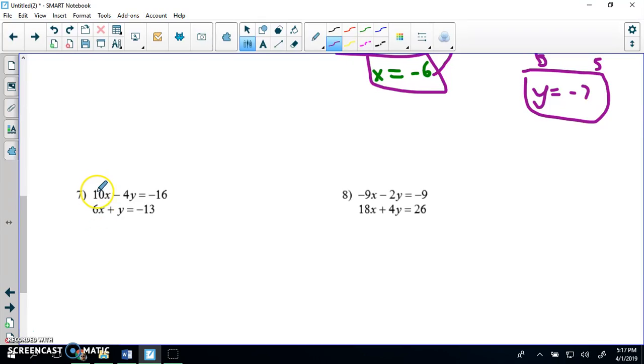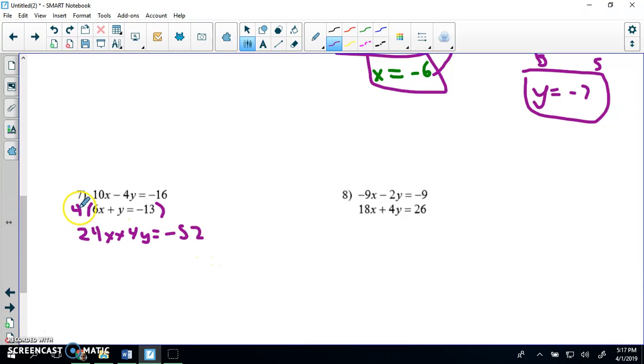But you could eliminate these two by making them 60s. I could make this by 6, this by 10, and that would be 60. But I see, this is negative 4, this is a 1. I could multiply this whole thing down here by a 4, and then I don't have to touch the top. So that would be 24x. And 4 times y is a positive 4y equals, what's that going to be? 52, negative 52, I believe.